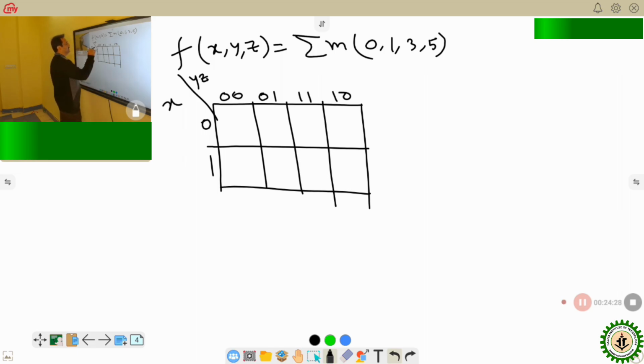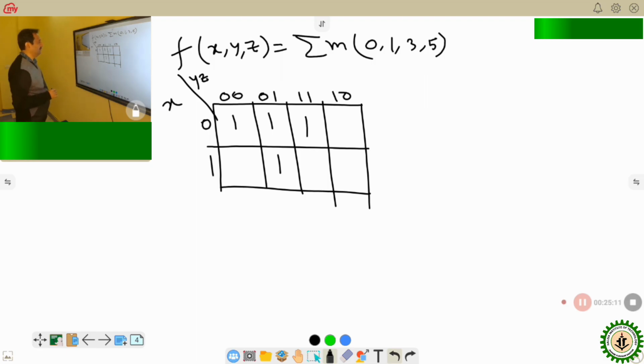Now this is the minterm position 0, this is minterm position 1, position 2, position 3, 4, 5, 6 and 7. Now we will put only the values of 1. So at minterm position 0 the value is 1, position 1 is 1, position 2 is 0, position 3 is 1, position 4 is 0, position 5 is 1, and 6 is 0 and 7 is 0. Now there are 4 outputs that are 1 and 4 outputs that are 0.